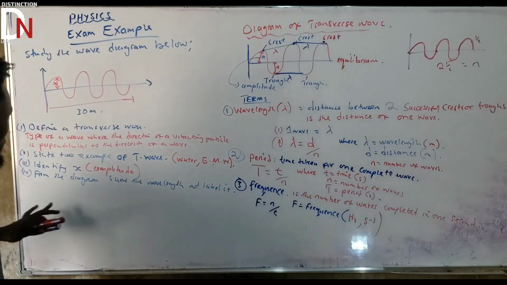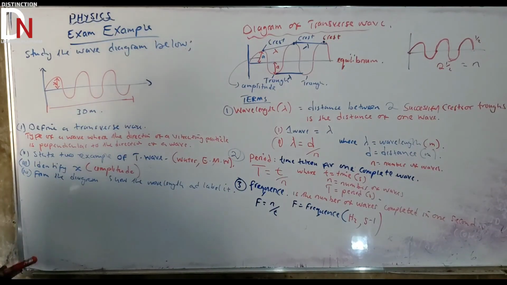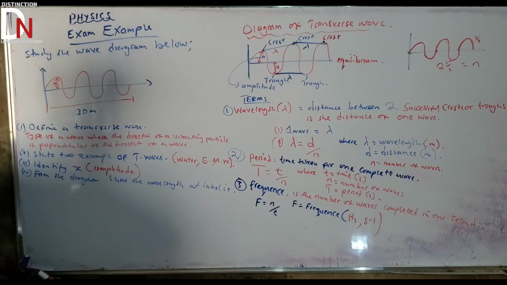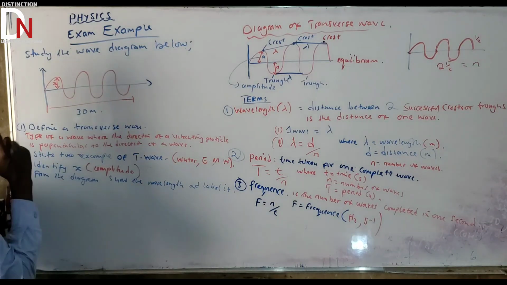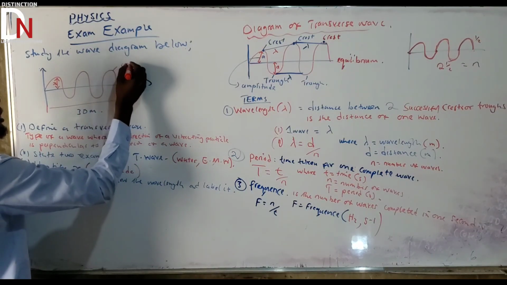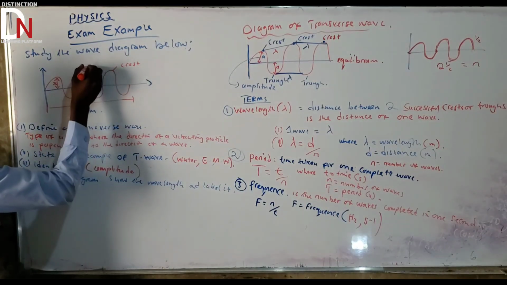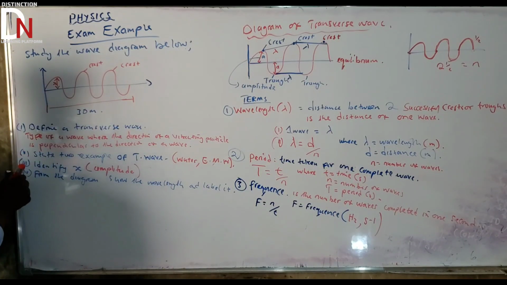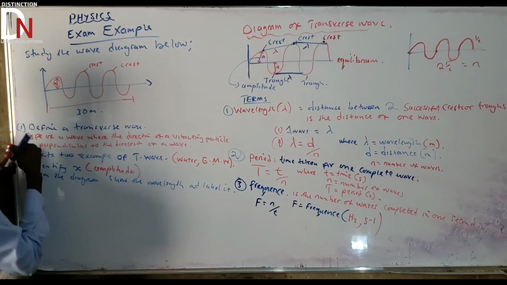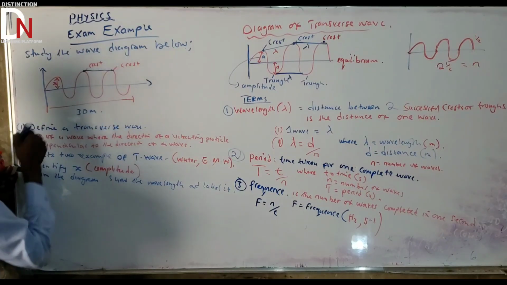They are going to get some marks. From the diagram, show the wavelength and label it. So what is the wavelength? From the definition, we said it is the distance of one wave, the distance between two successive crests. What did we call this one? The crest. As you can see, this is the crest, and this is another crest. So the distance between two. You need to say, from this highest point up to that highest point, you draw a line like that, then you need to label it as what?